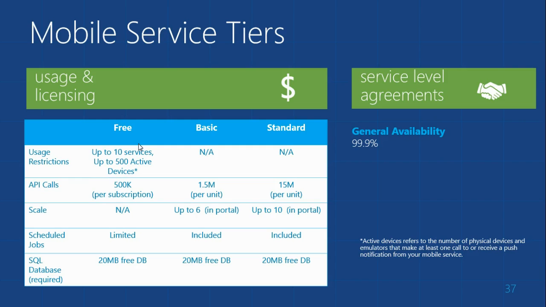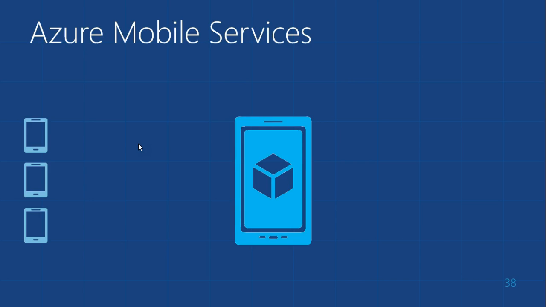In basic, there were no user restrictions. For API calls, you had 1.5 million per unit, and up to 6 instances were available for basic, and scheduled jobs were included, and the database is the same. And in standard, API calls were 15 million per unit, and scaling was up to 10. In the service level agreement, general availability is 99.9%, which is pretty good.